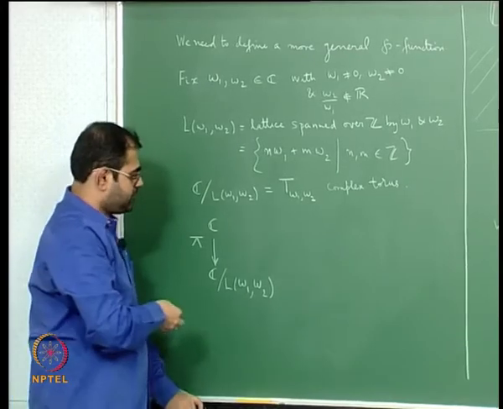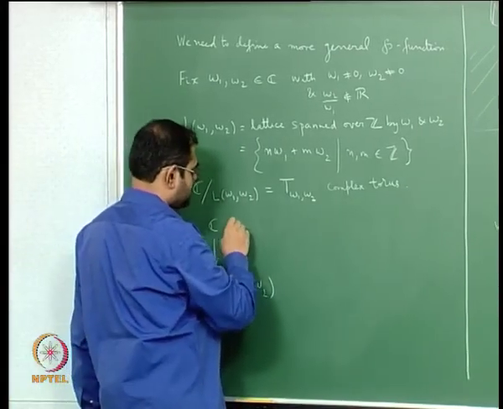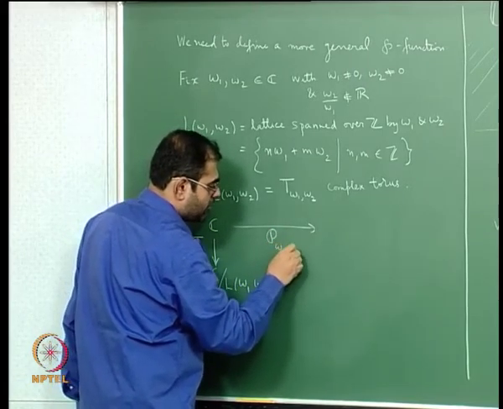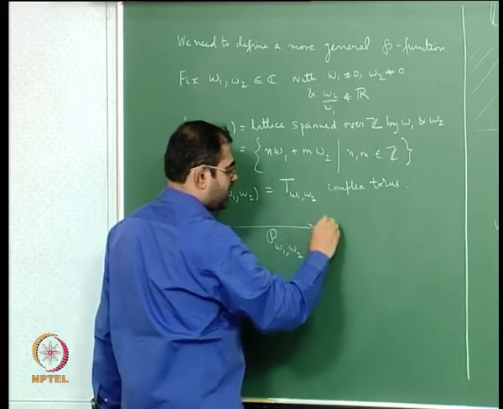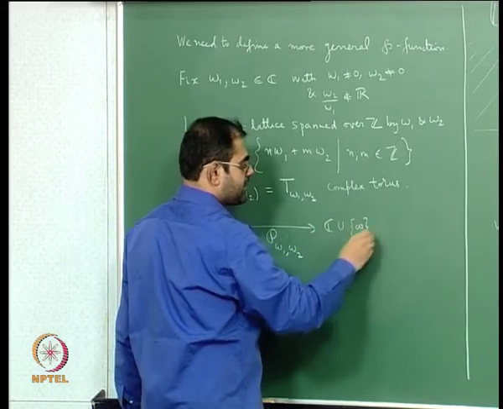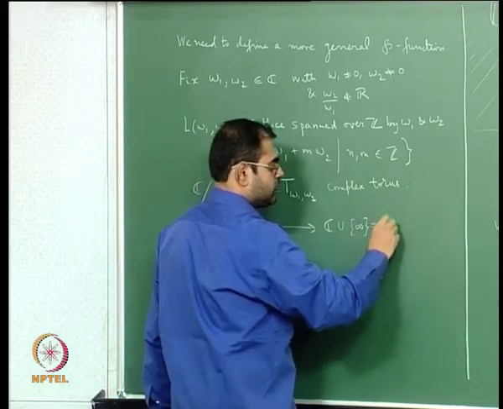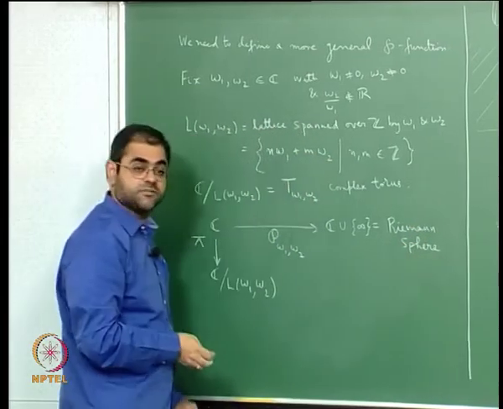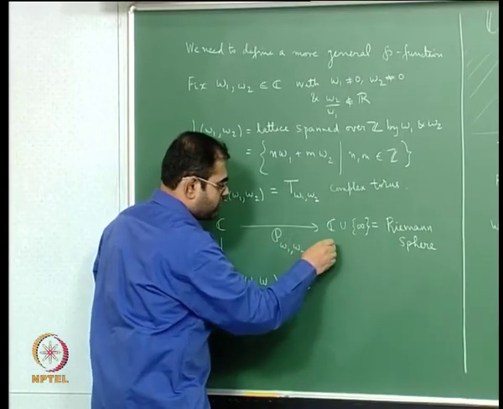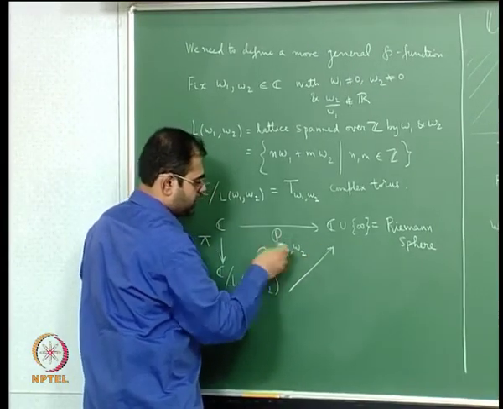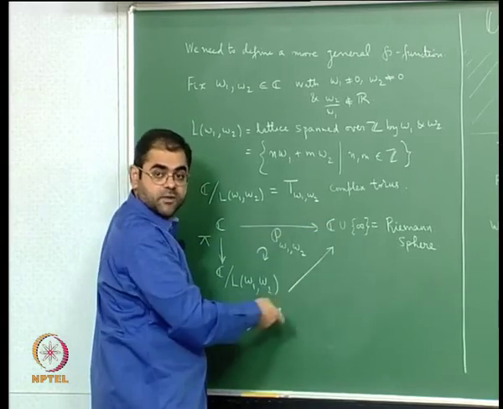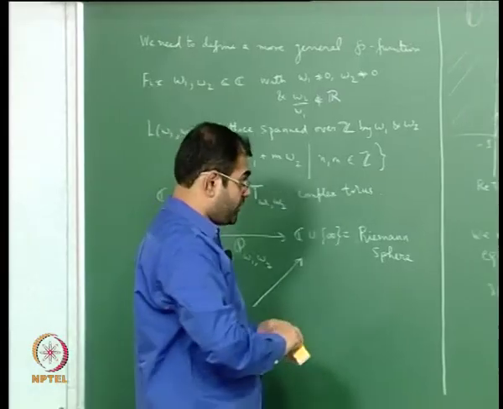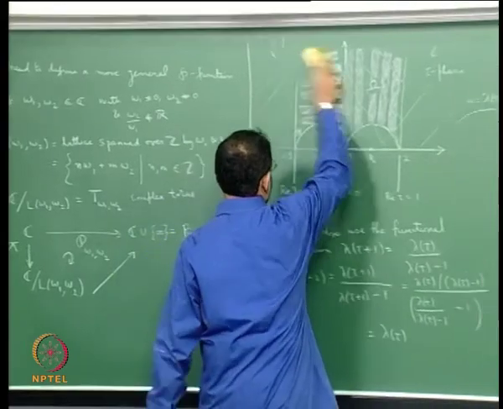And again what happens is that you will get a Weierstrass P function. Let me call this P sub omega 1 comma omega 2, and this will take values in C union infinity. This is the Riemann sphere. And of course it will go down to give you a function here which is the simplest meromorphic function you can think of on a complex torus. Now how do you define this P sub omega 1 comma omega 2?